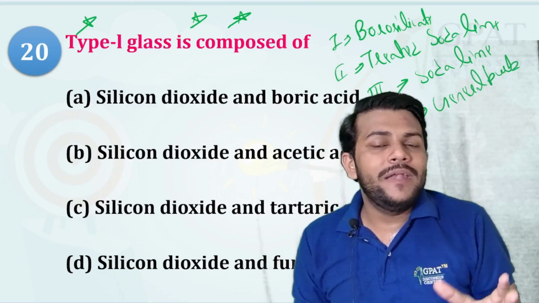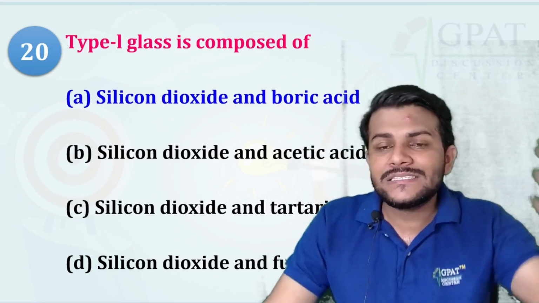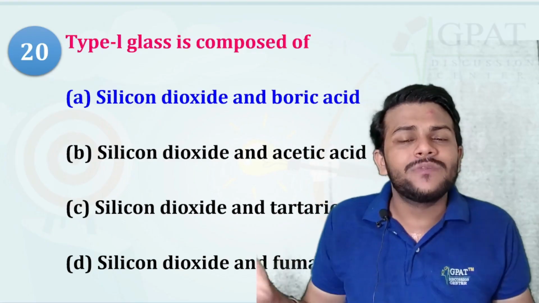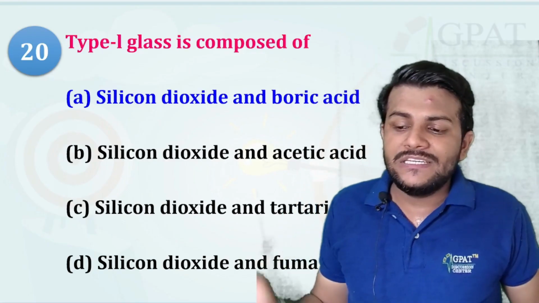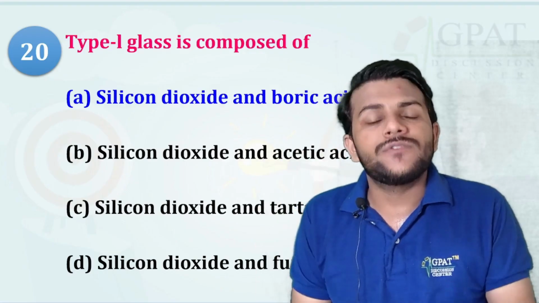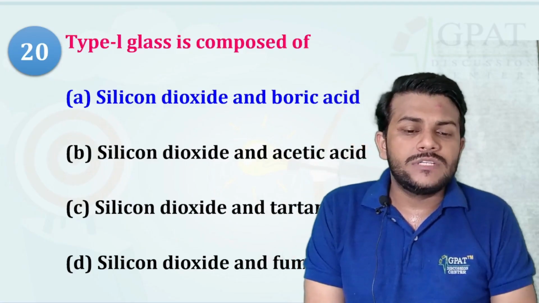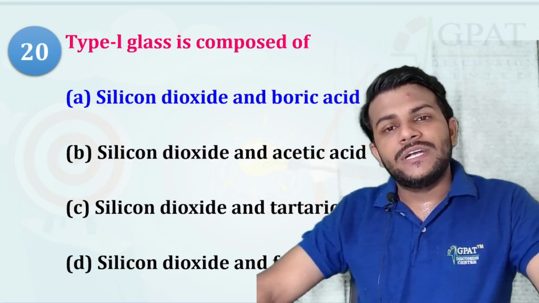As the name indicates, type 1 glass, borosilicate, means it is made up of silicon dioxide and boric acid. It is a simple concept that type 1 glass is also known as borosilicate. Type 2 is treated soda lime, third is soda lime, and fourth is general purpose. I don't think you have to think much about that. Silicon dioxide and boric acid compose the type 1 glass.